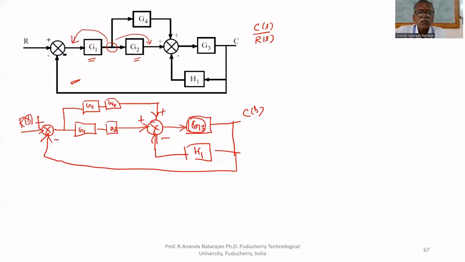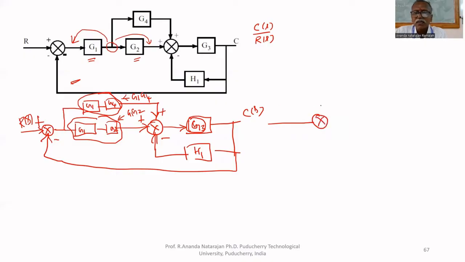Now, this can be separated into two summing junctions and these two can be multiplied together. If you multiply these two together, what will you get? G1, G4. If you multiply these two together, you will get G1, G2. These two are in parallel, and you can separate this like this.